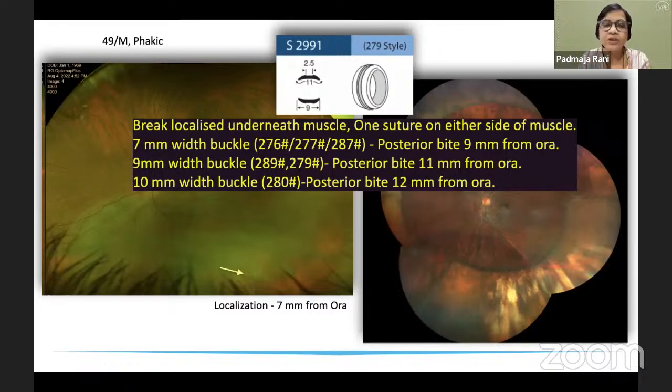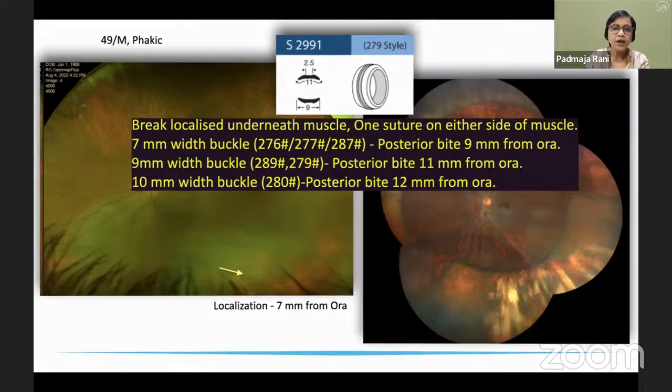If it is a 7 mm width buckle, that is either 276, 277 or 287, the posterior bite will be 9 mm from ora. If it is a 9 mm width buckle, that is 289 or 279, the posterior bite will be 11 mm from ora. Only very rarely you might do a 280 buckle, that is a 10 mm width buckle. That means a break which is around 8 mm, only then you will go for this. So for a 10 mm width buckle, the posterior bite has to be 12 mm from ora. So 2 plus 2 plus 2.